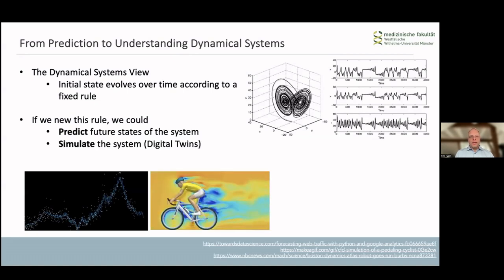Then we could simulate that entire system. And that's often done in physics, for example, as you can see on this person who rides a bike, and we look at the flow pattern. Flow patterns are actually among the first or most interesting of these systems that we have in physics.